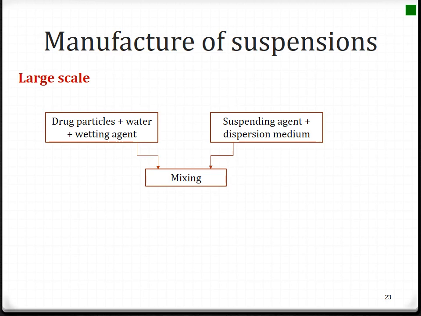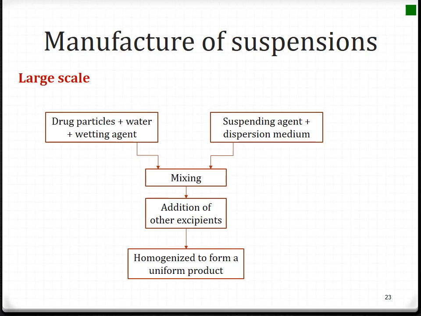Subsequently, the wetted drug particles are mixed with the dissolved suspending agent. Other excipients such as electrolytes or buffers are introduced. The preservatives, flavoring agents, and coloring agents are added last. Finally, the formulation is processed with homogenizers, ultrasonic devices, or colloid mills to produce a uniform product.